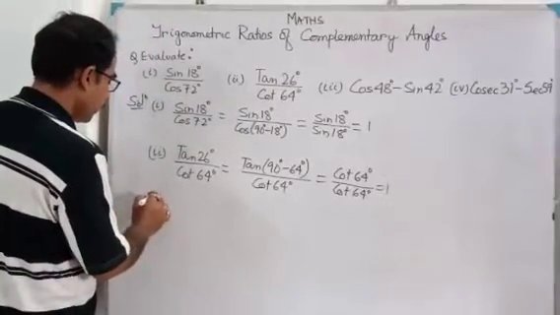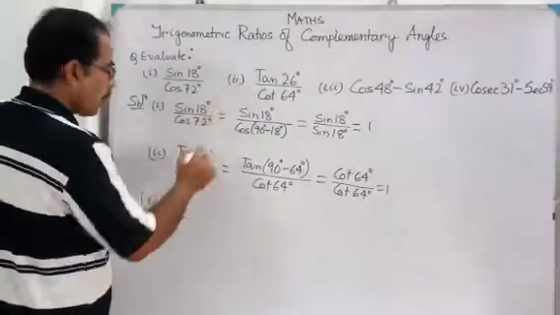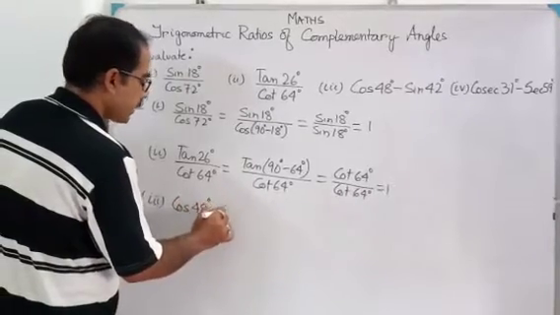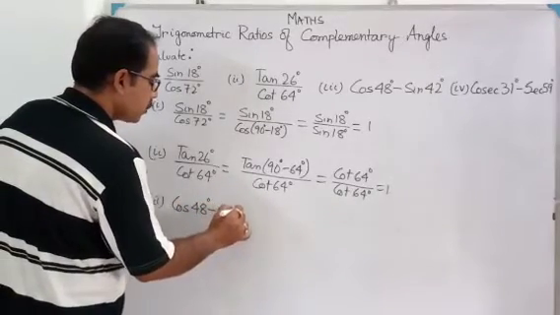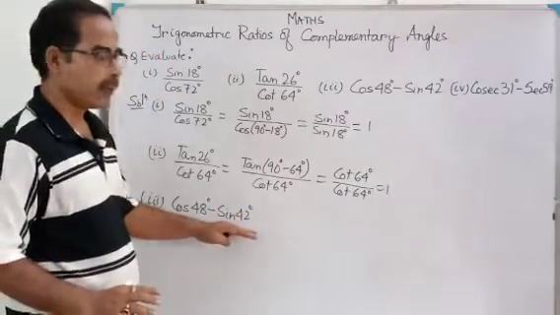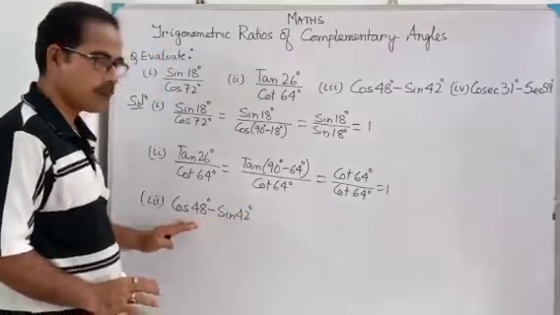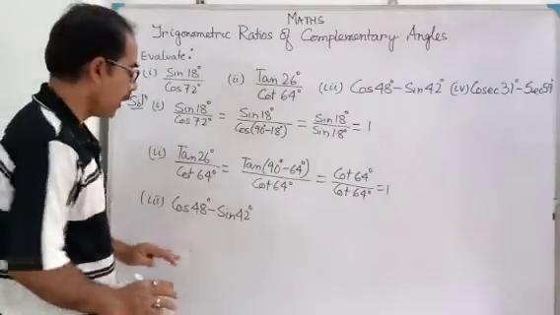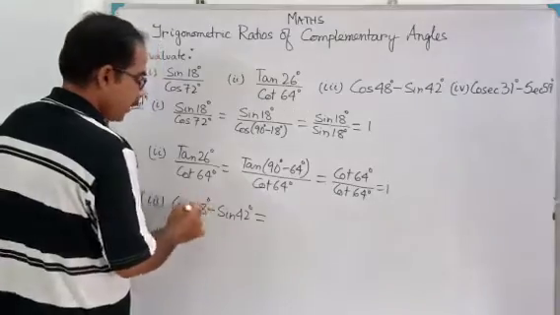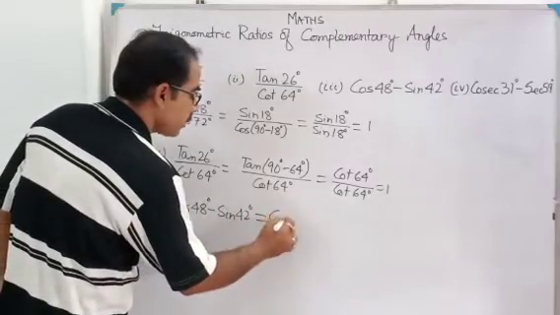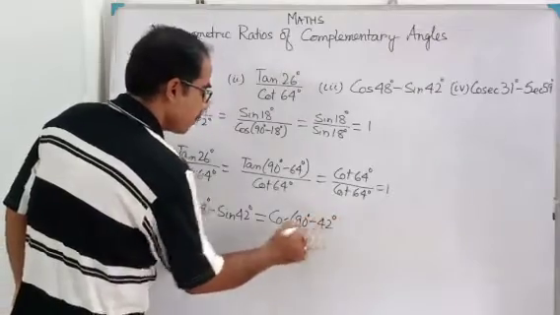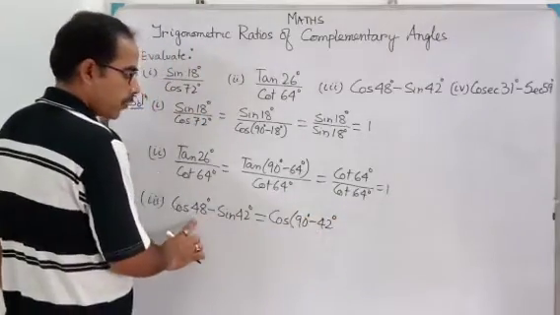Now for the third one, cos 48 degree minus sin 42 degree. So here also, whenever it is in the same statement, either you go for this one or for this one, correct? Don't apply the formula in both things. So let us go for here, cos 48 degree can be written as cos 90 degree minus 42 degree, because 90 minus 42 is equal to 48.